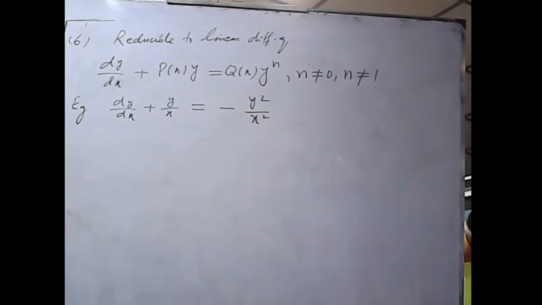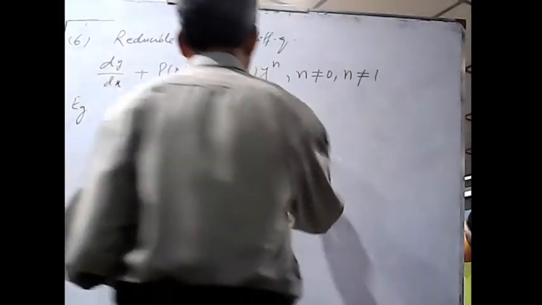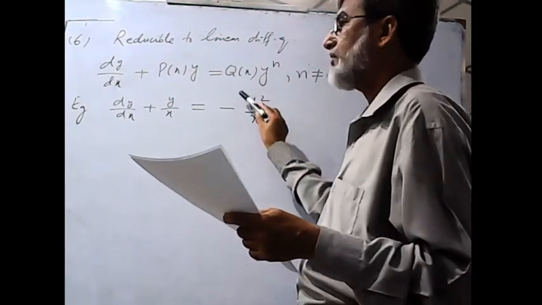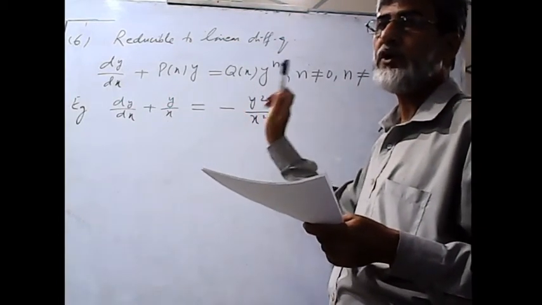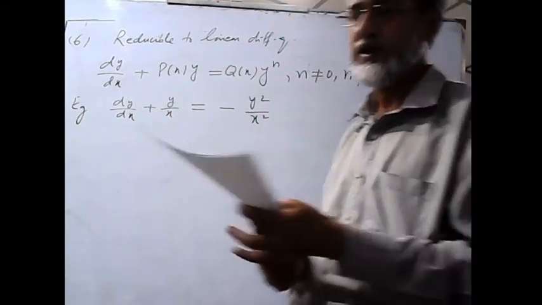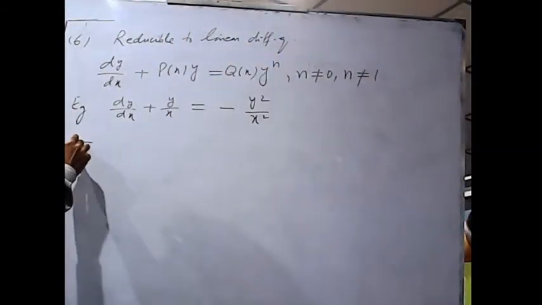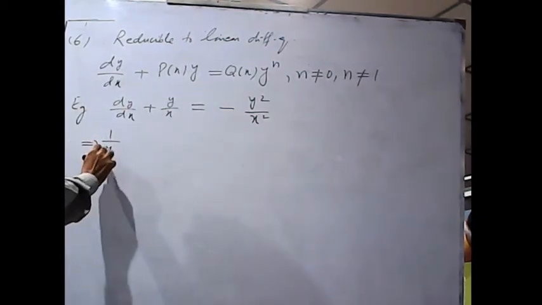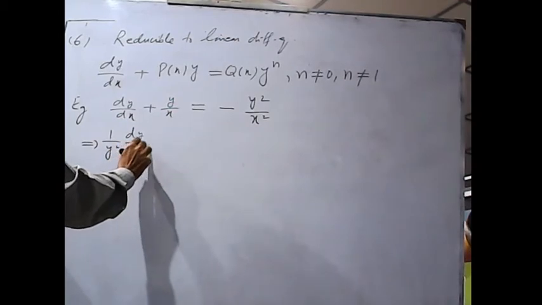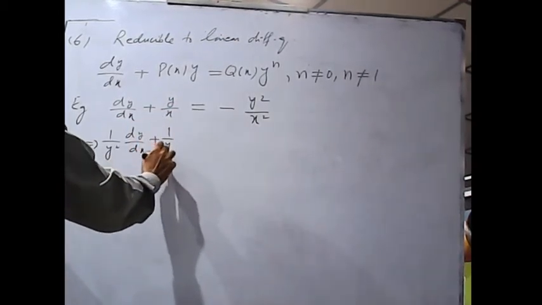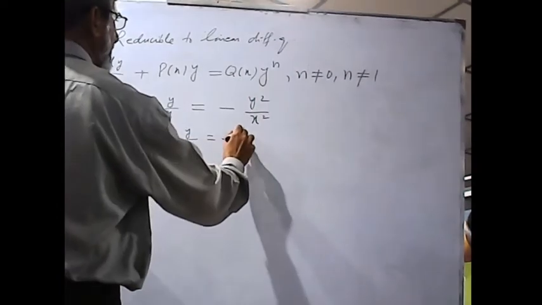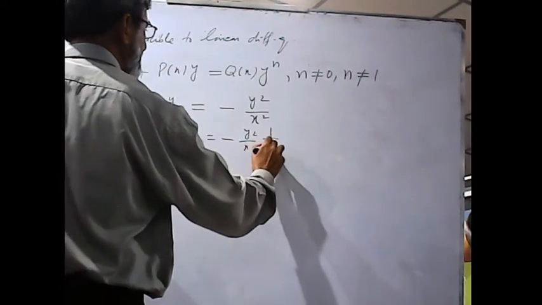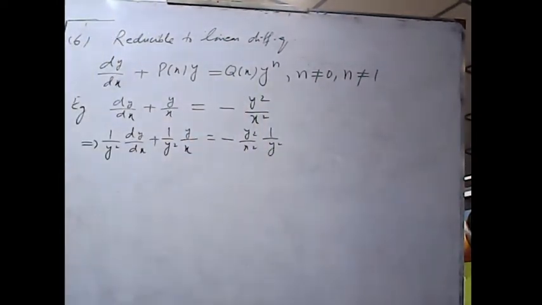This is not linear form. The disturbing factor is y square. This y square maintains a non-linear form. The first step: divide the whole equation by y square. Divide the whole equation by y square. 1 upon y square dy by dx, 1 upon y square y upon x, 1 upon y square. Multiply our equation by the disturbing factor y square.